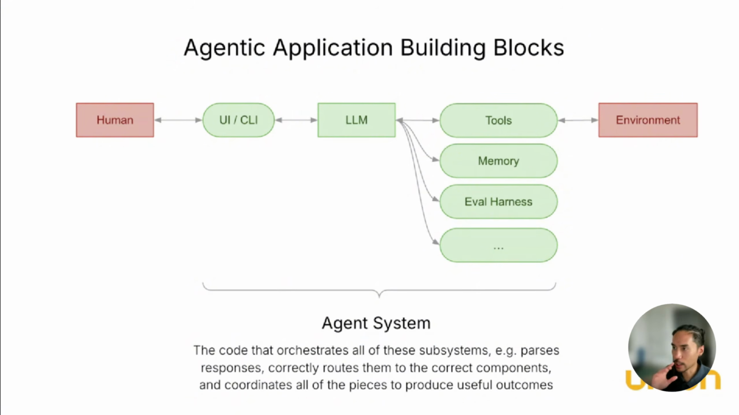Apologies. And you can think of all these green boxes and all of the arrows as hinting to code that orchestrates all of these subsystems. So for example, parsing responses, correctly routing them to the correct components, coordinating all of the pieces to produce useful outcomes or outputs. So this is something a human or maybe assisted or even an agent can write, other agents, right? So this can get quite meta. But today, given that agents are at the applied research stage, you need humans. You can't automate this entire process of creating agents.